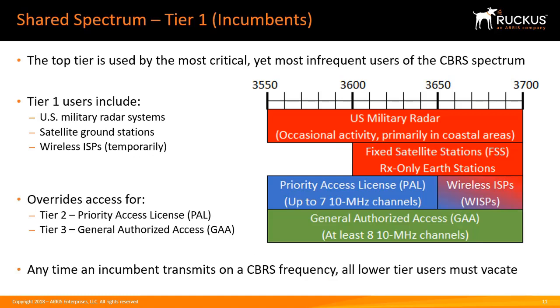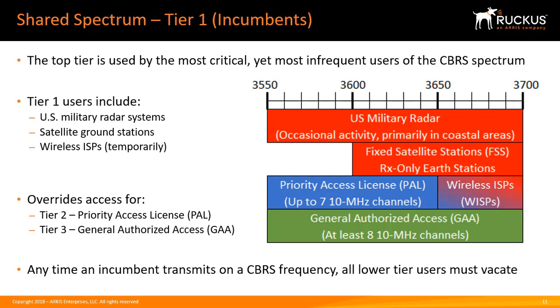This is a quick overview of the shared spectrum methodology, which is designed to ensure critical incumbent access is always available when needed. The key takeaway here is that the incumbents have priority access to the entire CBRS spectrum. However, while high in priority, they are expected to have the least requirements for access across much of the United States. As stated earlier, users of this tier are primarily made up of United States military functions, including radar and ground stations. The wireless ISPs still reside here for now, but will be demoted to lower tiers in the near future. As the top tier, they override the PAL and GAA users, and anytime they speak or use any CBRS channel, the lower tier users must cease.